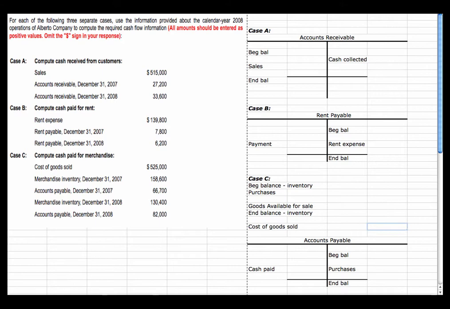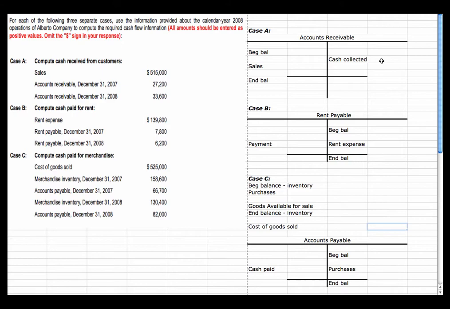In case A, we're here to compute the cash received from customers. Now, the cash received from customers is typically coming out of accounts receivable, if all your sales are credit sales. So if I do a T account for accounts receivable, as in case A, where I have the beginning balance and the ending balance, I know that accounts receivable is a current asset. If everything is a credit sale, credit sales are going to increase accounts receivable, so those will be debit entries. And when I receive cash from my customers, it's going to decrease the asset, so therefore it's going to be a credit entry.